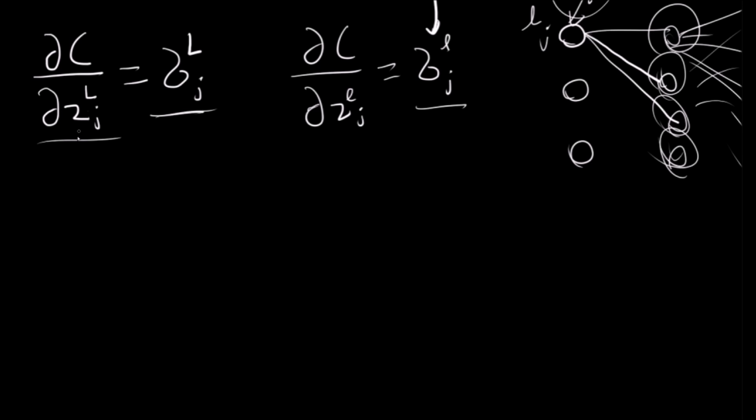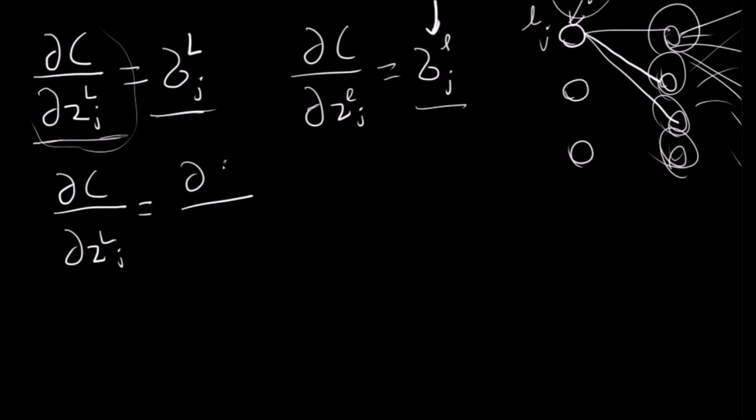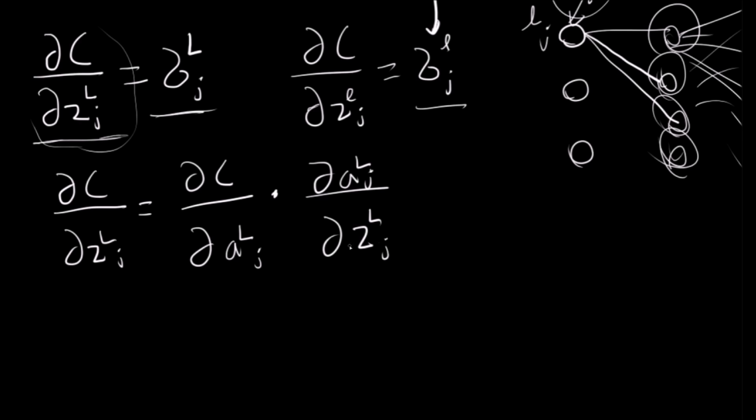So let's first work out, from a purely mathematical standpoint, what this partial derivative for the last layer is. Using the chain rule for partial derivatives, we can figure out that this is the rate of change of the cost function with respect to ALJ times the rate of change of ALJ with respect to ZLJ. Okay? All right, so what is the rate of change of the cost function with respect to ALJ? Well, let's go back up and look.